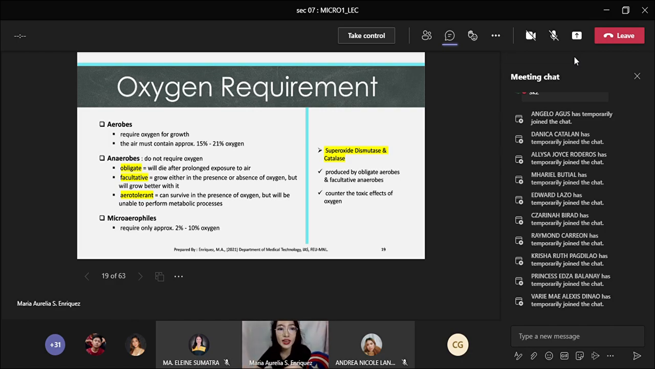All right, so yun po. Yung mga obligate anaerobes, wala kasi silang mga enzymes na to. So, hindi nila kaya mag-produce ng catalase or superoxide dismutase, which is why they can't survive long enough upon oxygen exposure.